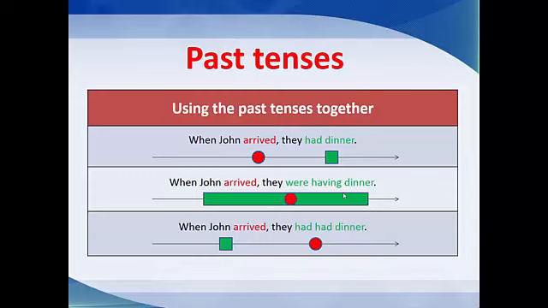When John arrived, they had dinner, means that they had finished their dinner before John arrived. So we can use the past simple only to mention that an action has happened in the past. We use the past continuous when an action was ongoing or in progress and another action interrupted it. The third one, we can use the past simple with the past perfect when two actions happened in the past. The one which happened first is in the past perfect and then the past simple.